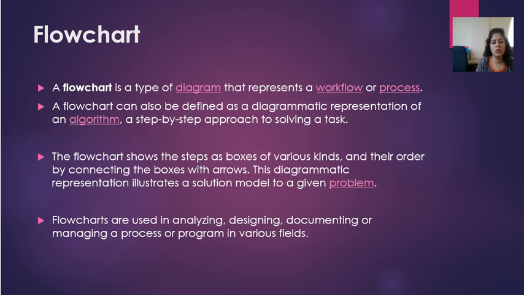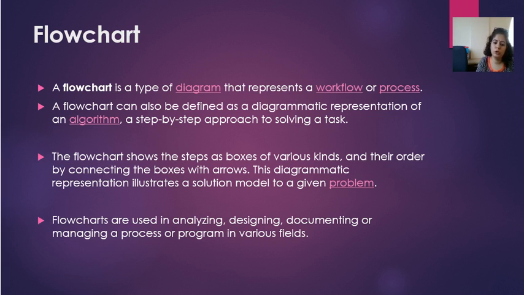The flowchart shows the steps as boxes of various kinds. Different types of boxes are available, and every box has its own use and own shape. So you must know the use of every box and how we have to use any of the symbols while drawing a flowchart. In a flowchart you have to make use of different types of boxes and their order, and you also have to connect these boxes with arrows. The diagrammatic representation indicates a solution model to a given problem.